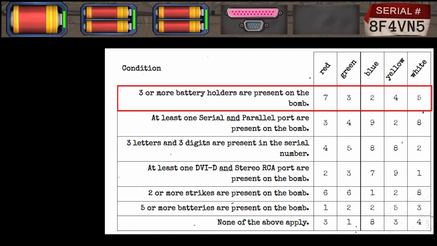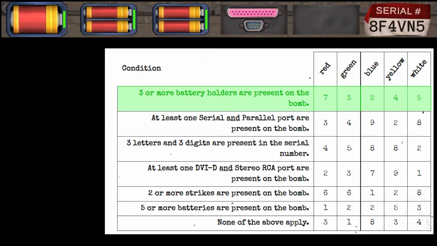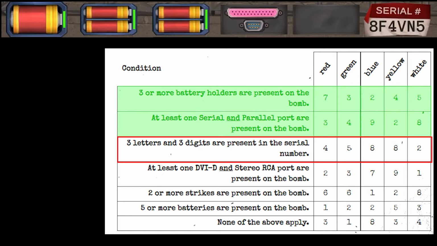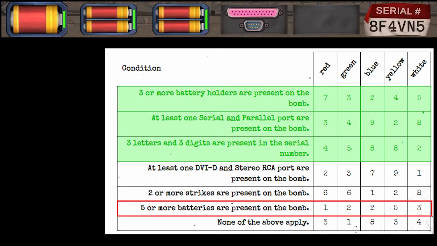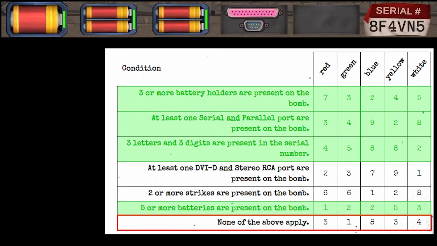Starting with the first one, 3 or more battery holders are present on the bomb. True. At least one serial and parallel port are present on the bomb. True. 3 letters and 3 digits are present in the serial number. True. At least one DVD and stereo RCA port are present on the bomb. False. 2 or more strikes are present on the bomb. False. 5 or more batteries are present on the bomb. True. None of the above apply.